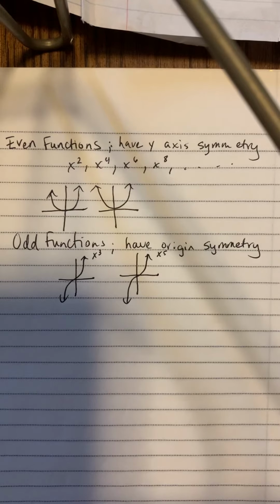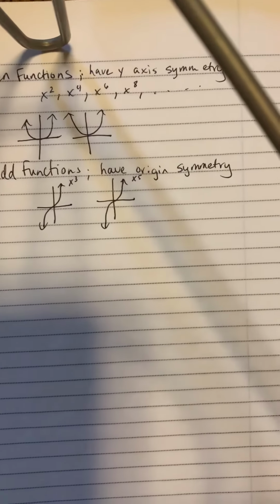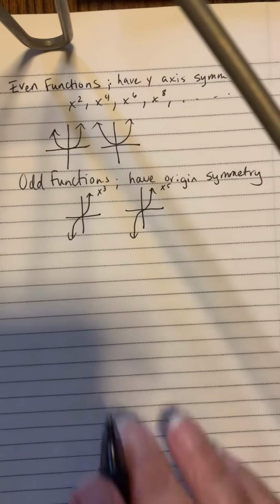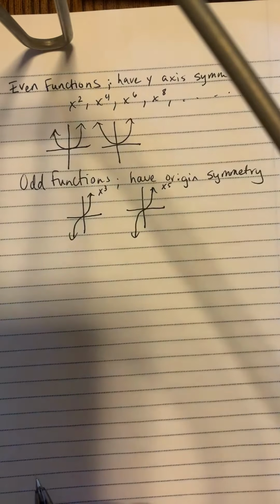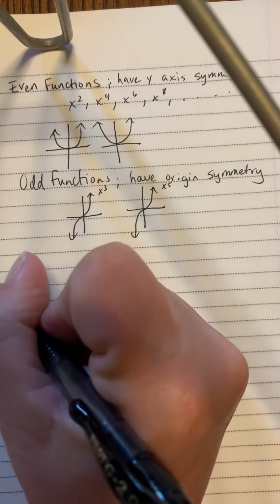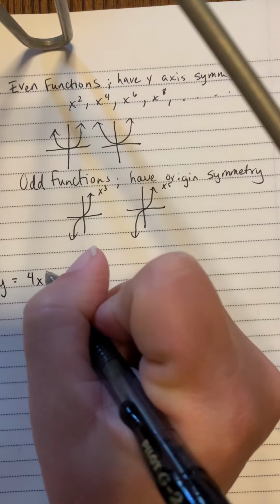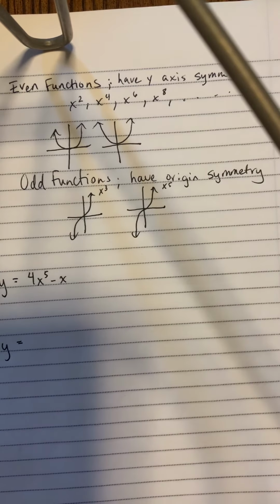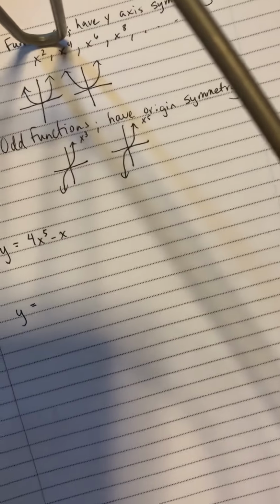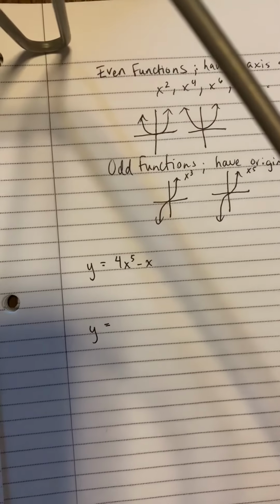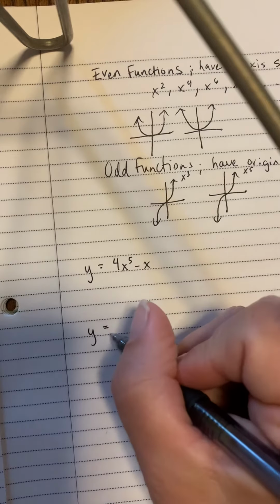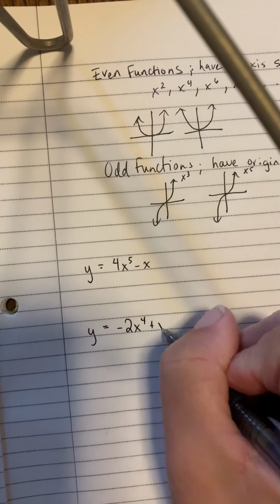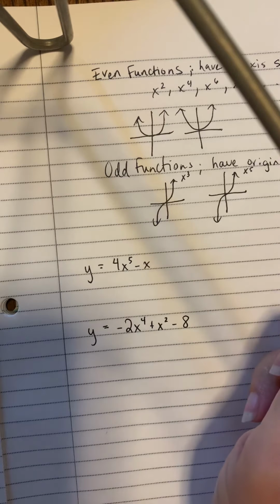Neither has no symmetry. So how do you tell if a function has even, odd, or neither symmetry? Well, I'll just give you some examples. Let's try a couple. Let's say I have y equals 4x to the fifth minus x. Can you see that? This is so frustrating. Let's do y equals negative 2x to the fourth plus x squared minus 8.